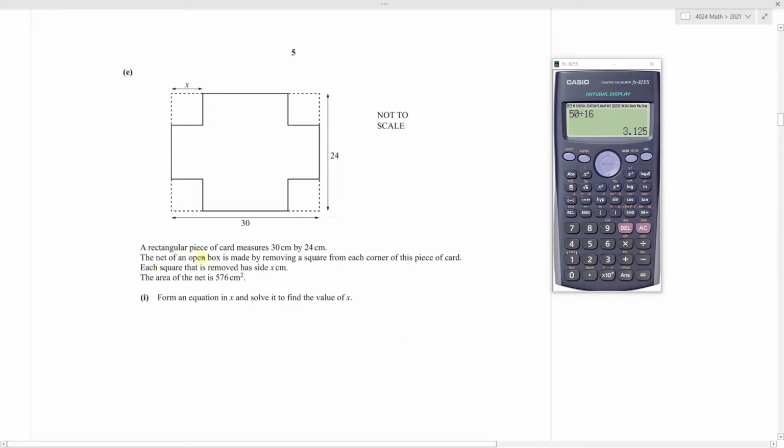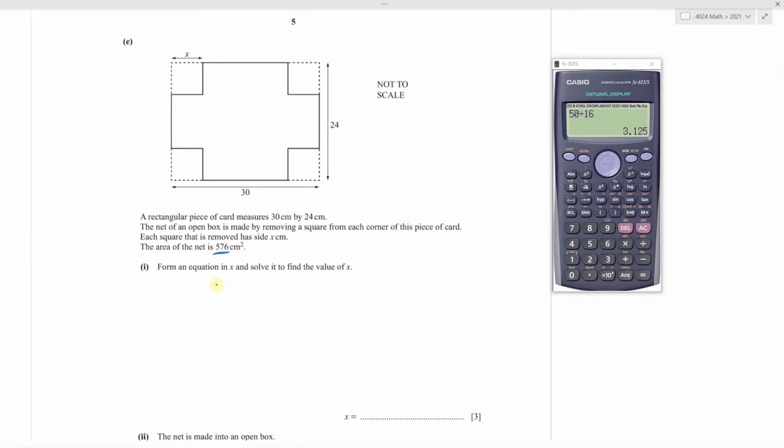Part E. A rectangular piece of cardboard measures 30 by 24. The net of an open box is made by removing a square from each corner. So you're removing this square with side X. The area of the net is 576 centimeter square. Form an equation in X and solve it to find the value of X. So the area of this net, which is within this solid line, is 576. Now we are told that this full length is 30, this is 24.